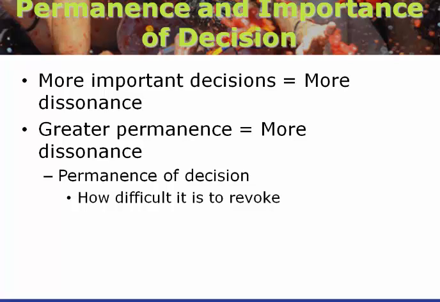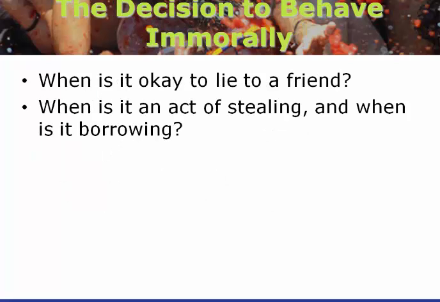And so for more permanent decisions or more important decisions, we will experience more dissonance, and therefore will be more motivated to reduce that dissonance. Okay? So carrying on with cognitive dissonance and decision making, talking about the decision to behave immorally. And so we said that cognitive dissonance happens when our beliefs and our behaviors don't line up. And a lot of those situations involve morality in some way.